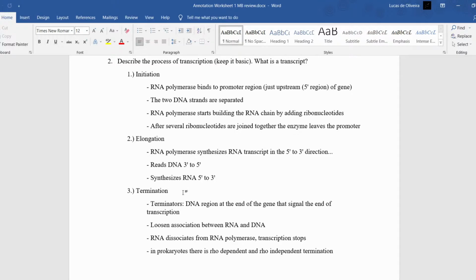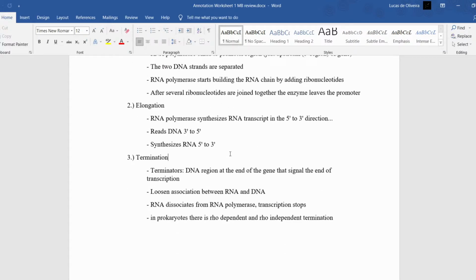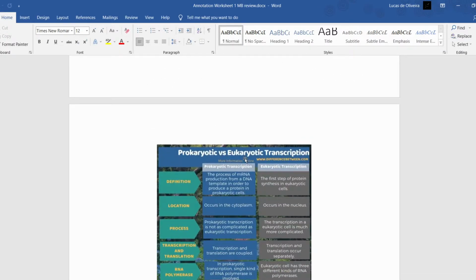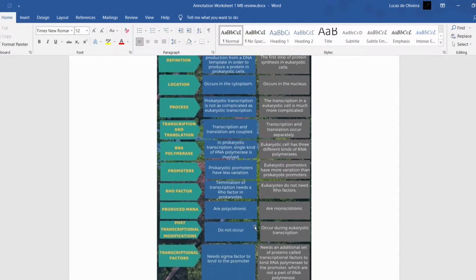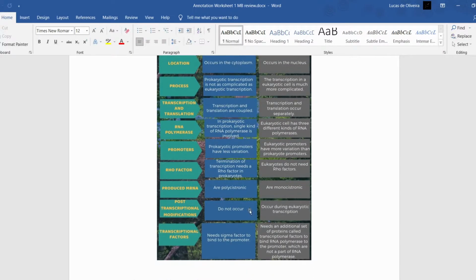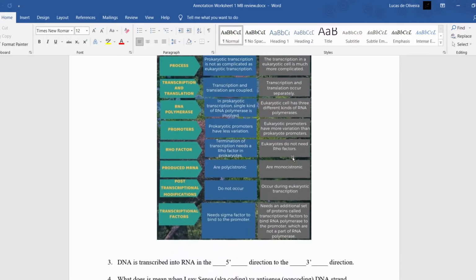If you did want to look into the specifics of how eukaryotes transcribe, and of course, it's more complicated than a prokaryote, just because eukaryotes are more complicated organisms, you're welcome to. I refrained from putting any notes on it in here. But I did put this little chart. You're welcome to look through it, but it basically compares prokaryotic and eukaryotic transcription just to show that there are differences. It's not super necessary. It's just a little fun fact.